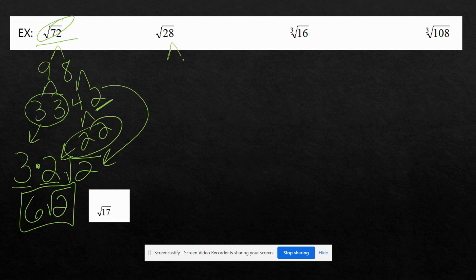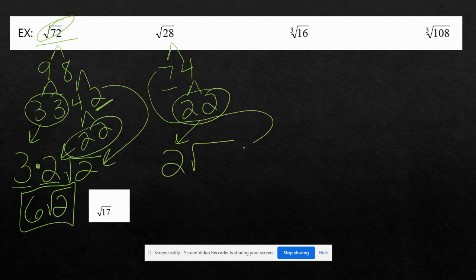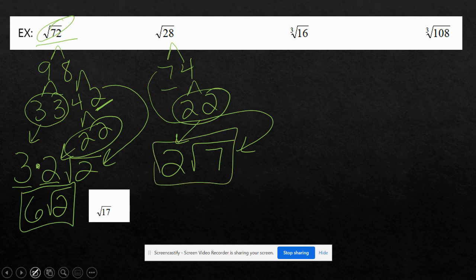28. 28 is 7 times 4. 7 I can't break down, but 4 I can break down to 2 times 2. I have a pair of 2's here because, again, this is a second root or a square root, but I don't have a partner for the 7. So the 2's come outside the radical, and the 7 gets stuck inside. I have nothing to multiply there, and so that would be the final answer.